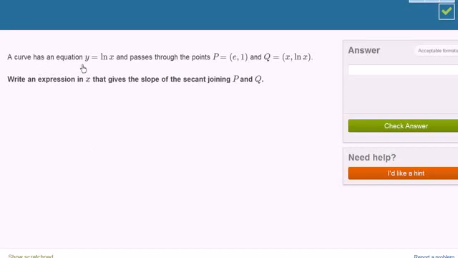A curve has the equation y equals the natural log of x and passes through the points P equals (e, 1) and Q equals (x, ln x). Write an expression in x that gives the slope of the secant joining P and Q. So I think I'm going to need my little scratch pad for this one right over here.